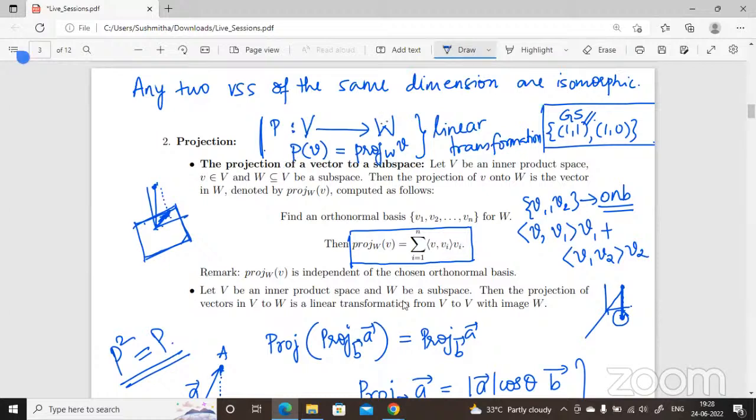Now, why is the output W? Why is the range W? It is the whole subspace of projection where we project. What is the guarantee that every point in W has a pre-image? W is a subset of V, meaning W is a subspace of V. So every point in W remains in W, right? So we know that every point in W has at least one pre-image, that is the point itself, right?